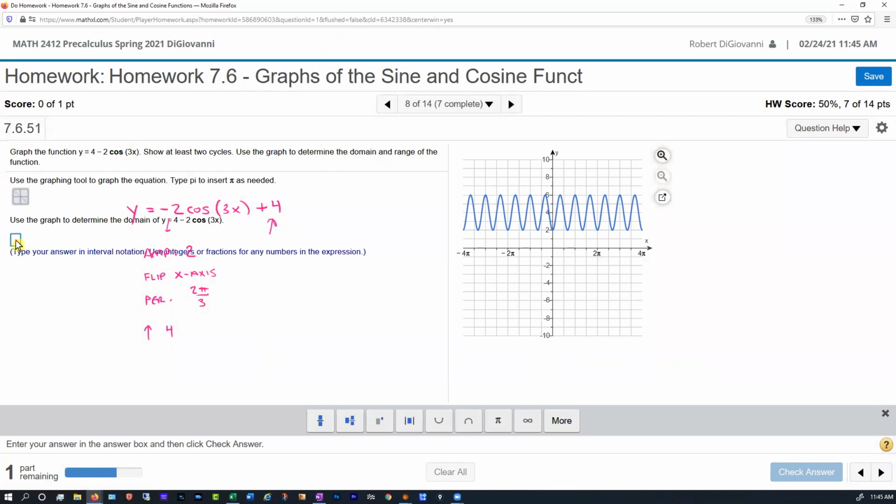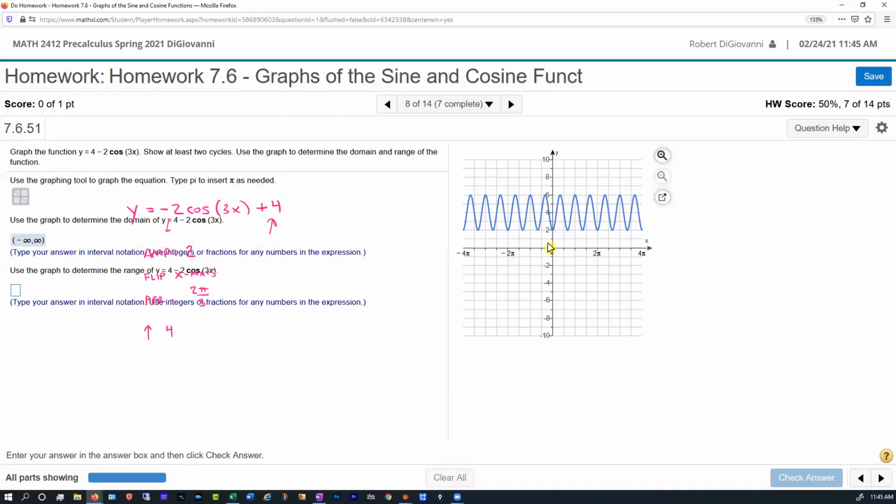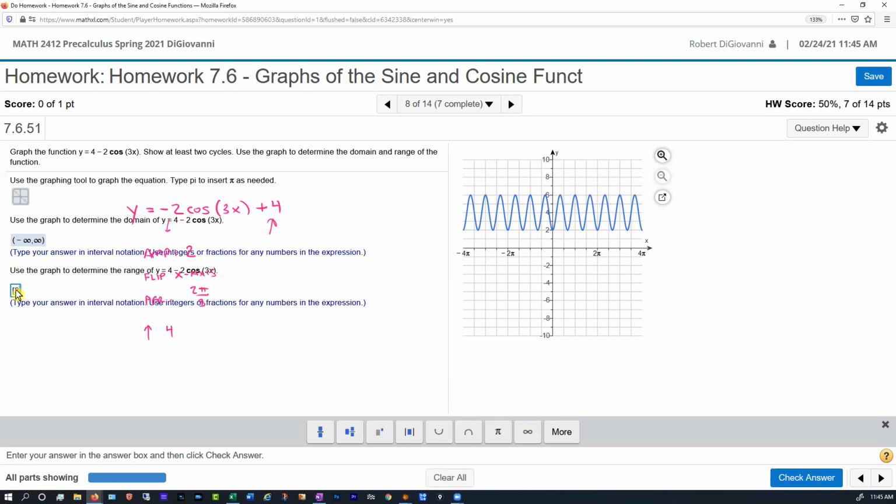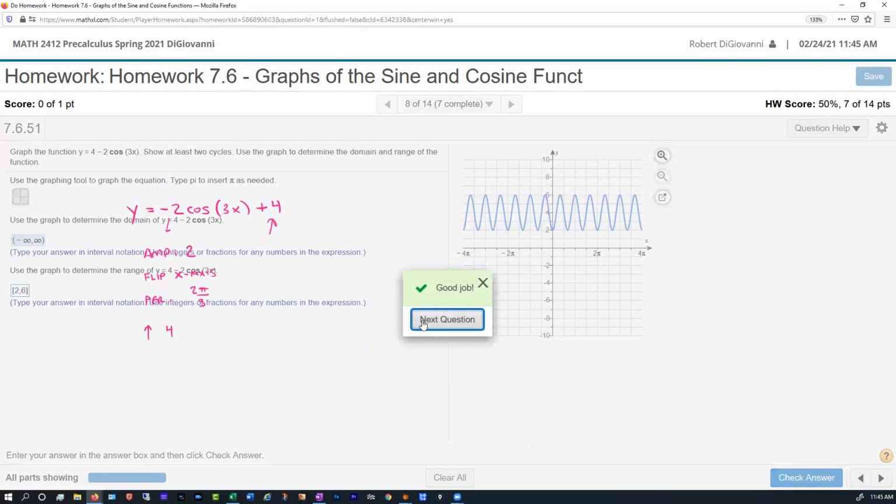Okay, so our domain should be everything again. That's always going to be the case with sine and cosine. Okay, but the range is going to be where we start here and the y value is 2 and it goes up to 6. So we go 2, 6 with brackets. That's it.